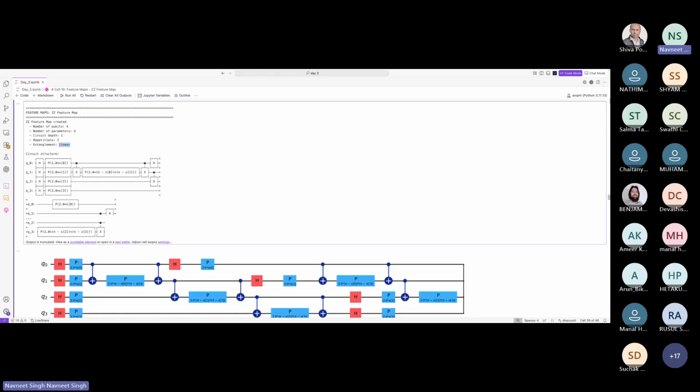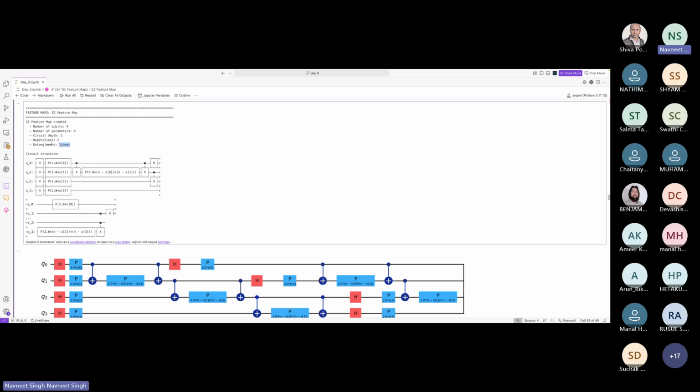This feature map does two things. It applies a single qubit rotation that depends on the input feature. It applies a data dependent ZZ interaction between neighboring qubits, creating the entanglement that reflects the correlation between the features.